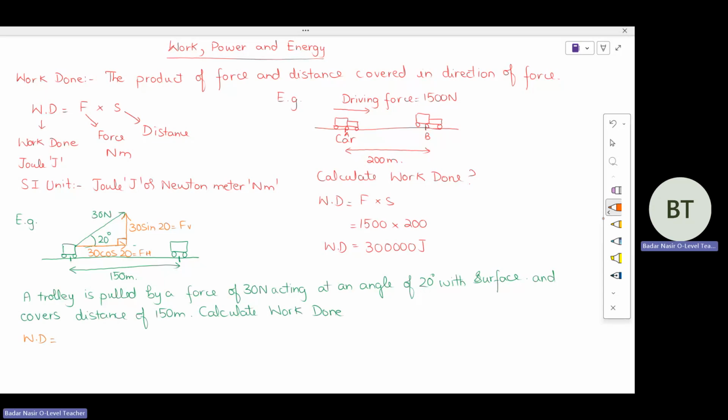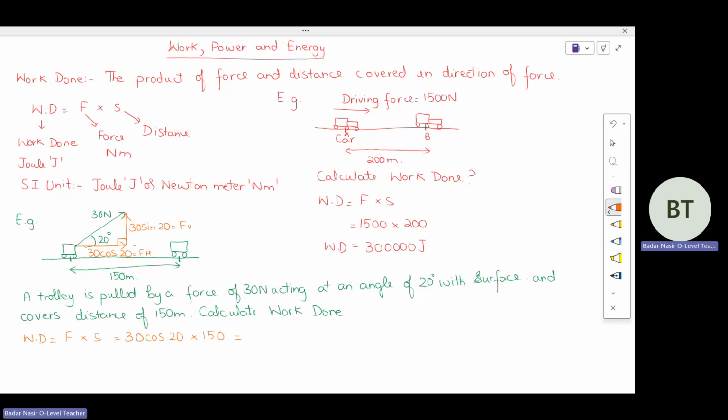Cos वाला. Exactly. So अगर आप इसका horizontal component देखो, which is 30 cos 20, so the horizontal component और distance की जो direction है, they are same, they are parallel. So when we use the formula for the work done, which is the product of force and distance covered in the direction of the force, so we will be considering the horizontal component, which is 30 cos 20 times the distance is 150 meters. So we'll multiply them and please just tell me कि what is the answer that we get.